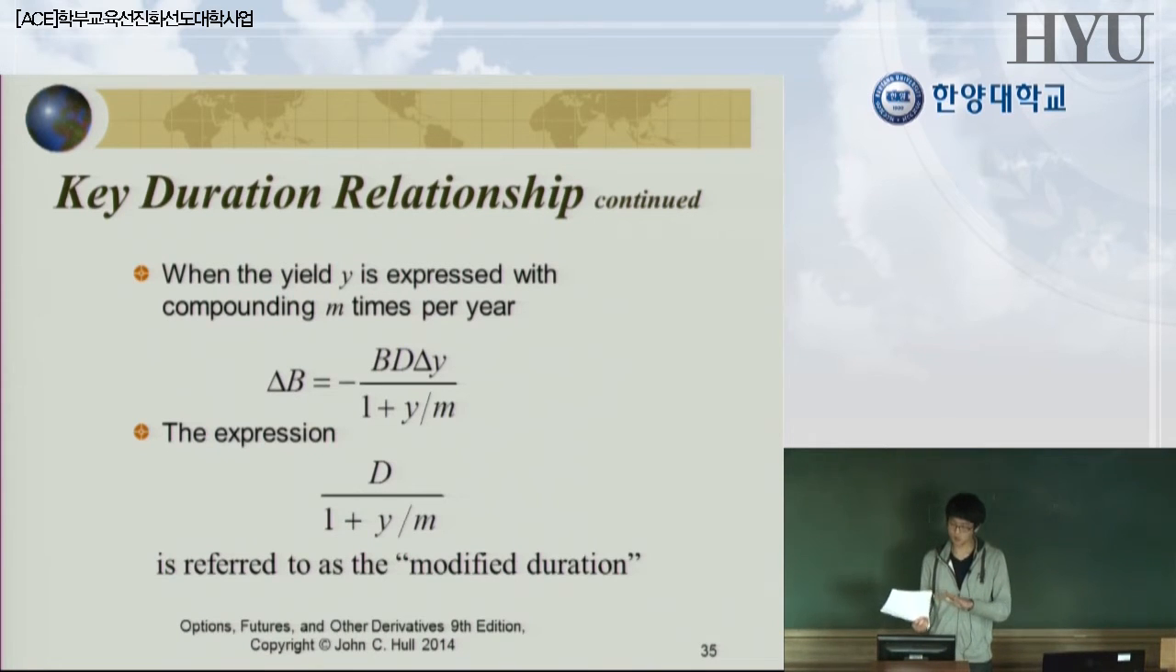And in terms of duration, the interest rate is expressed with continuous compounding, as we said before. But let's change the continuous compounding to compounding m times per year. So the formula changes like this, and it is called modified duration.